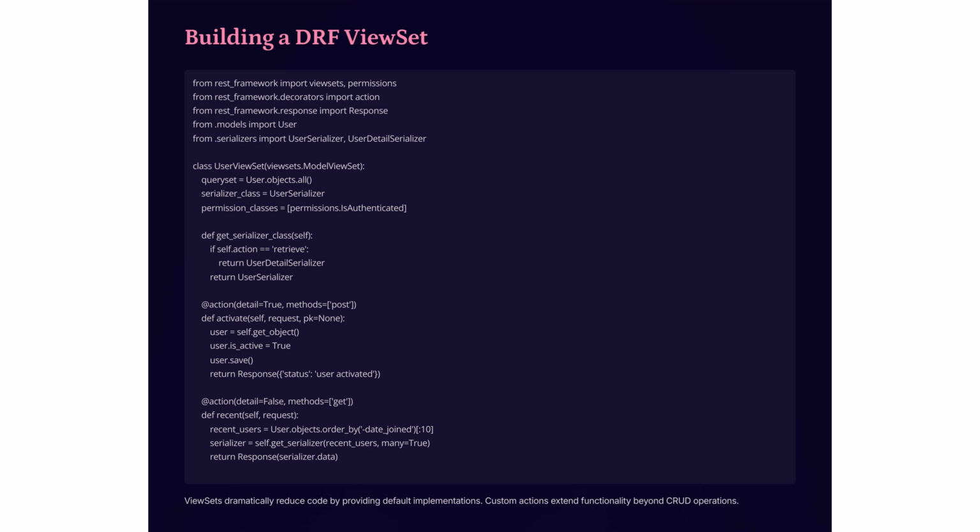Building a Django REST Framework ViewSet involves using ModelViewSet to streamline create, read, update, delete operations. Customize with actions like activate to modify user status or recent to fetch recent users. Use UserSerializer for general cases and UserDetailSerializer for specific retrievals. Permission classes ensure only authenticated users access the viewset, enhancing security.